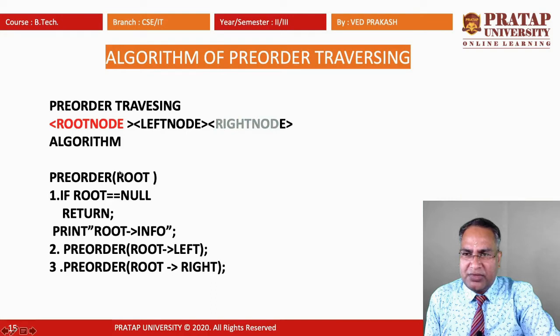Now, the algorithm for pre-order processing is that first we process the root using the pre-order procedure, and we check if root equals null, then we return, and we print the contents of the root. After that we pre-order process the left-hand side of the root, and after processing the left-hand side we pre-order process the right-hand side of the root. So using this algorithm we implement pre-order traversing.